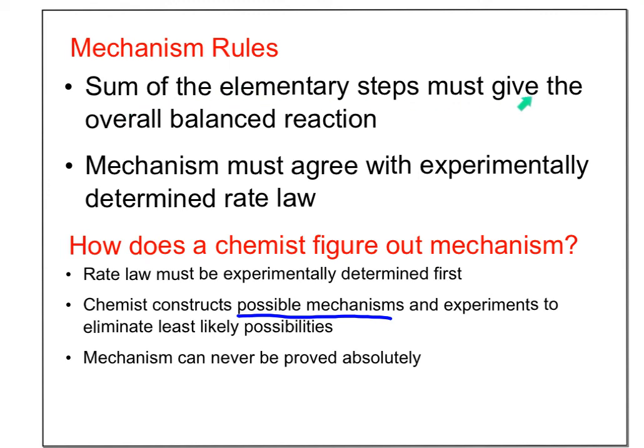The sum of all the elementary steps has to add up to the overall balanced equation once you cancel out intermediates, and the mechanism must agree with the experimentally determined rate law. That means the differential or the integrated rate law that you got from lab. So how do they figure out the mechanism? They first experimentally determine the rate law, and then they come up with possible mechanisms and run experiments to eliminate the least likely possibilities. But it can never be fully proved. You can't prove all of these steps, but you can narrow down what the possibilities are.